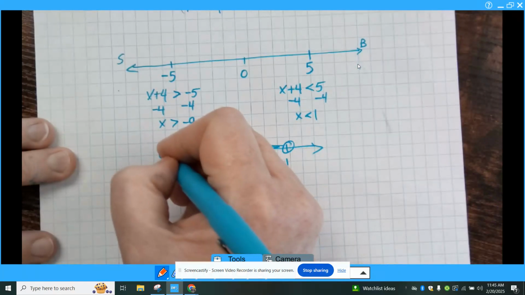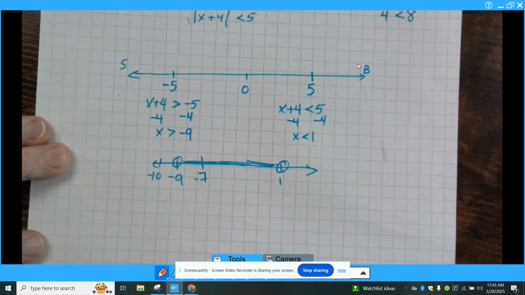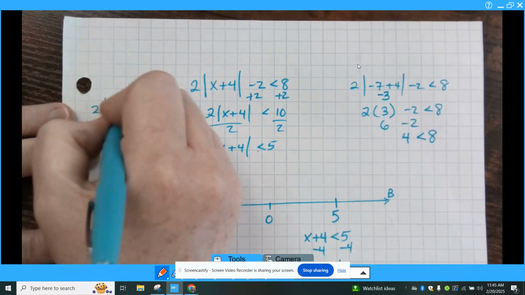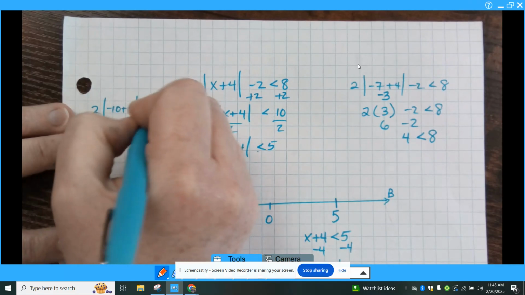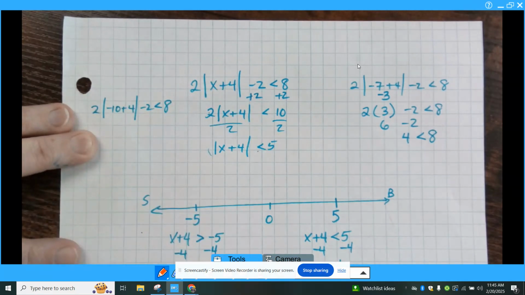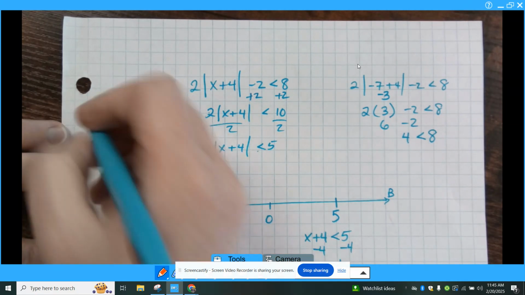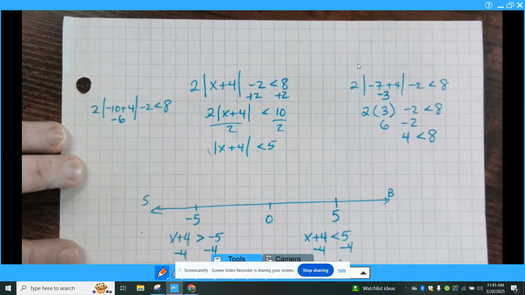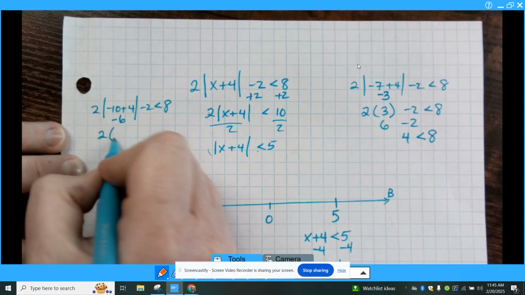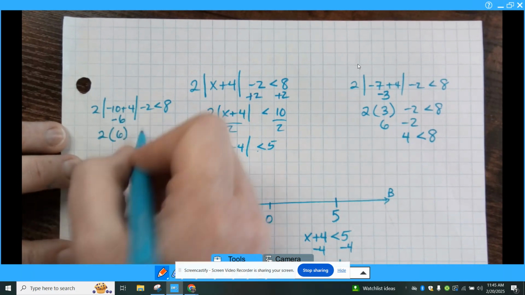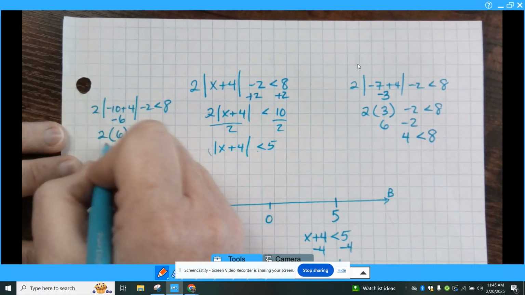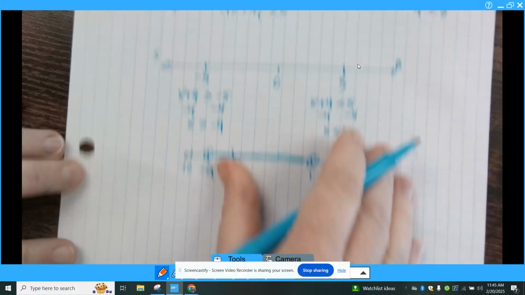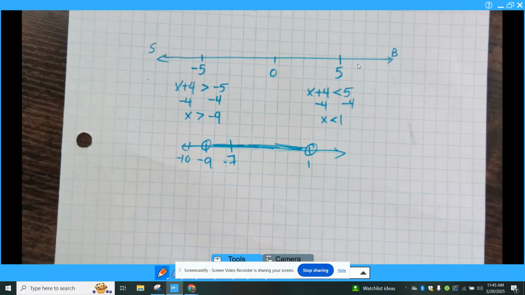What if I was to try, let's say, negative 10? That shouldn't work. So 2 absolute value of negative 10 plus 4, minus 2, is less than 8. Negative 10 plus 4 is negative 6. Absolute value of negative 6 is 6. And that's going to give us 12 minus 2, 10. 10 is less than 8, which is not true, which is why negative 10 is not in the shaded region.